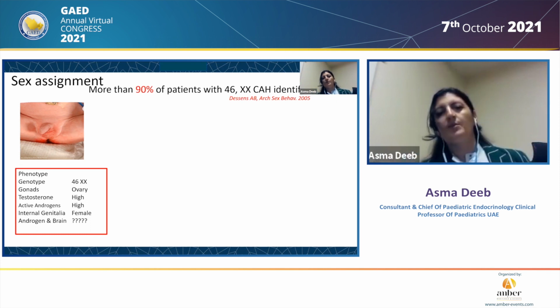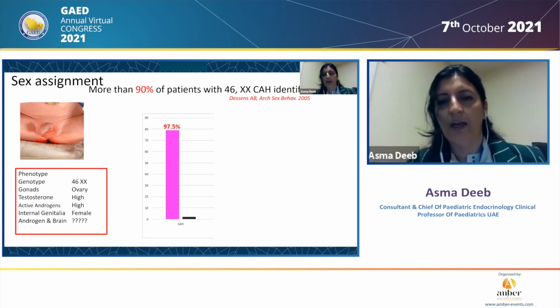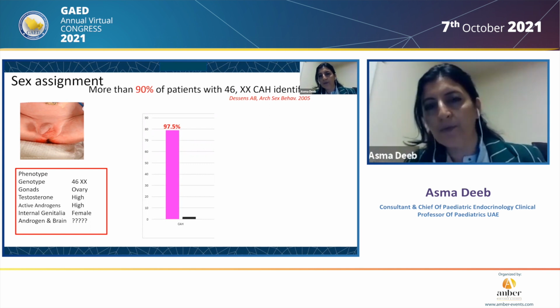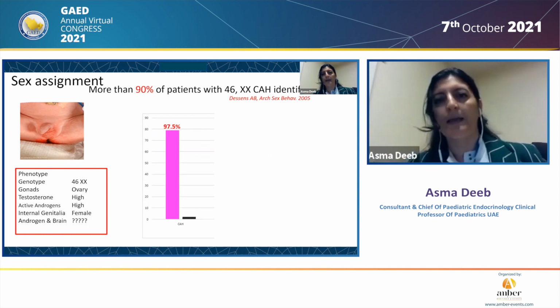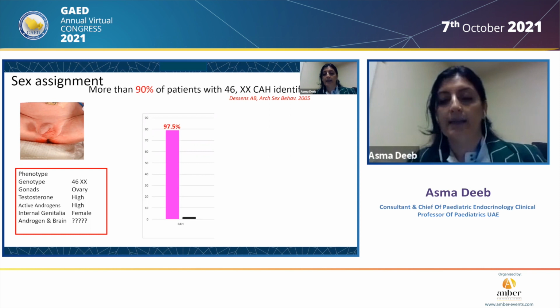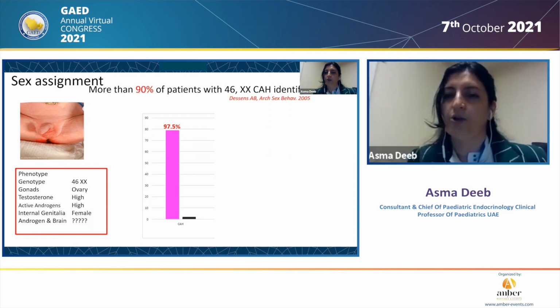I asked this question to over 200 endocrinologists in one of our endocrine meetings, and it appears that there is consensus. 97% of the audience voted for a female sex of this baby. And that comes from the long-term studies in the literature, where over 90% of patients with severe virilization of 46XX identify themselves as female when they grow up.